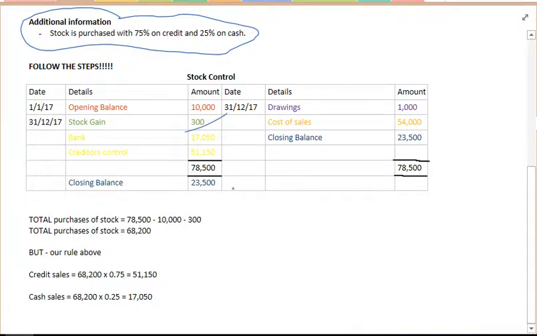We then took away the $10,000 of opening balance and $300 of stock gain, which left us with 68,200. We then times that amount by 0.75 or 75% to get our credit amount, and then we times that 68,200 by 25% or 0.25 to get our cash amount. Our cash amount we've cross-referenced as bank, and our credit amount as Creditors Control. So even though we needed to work out one amount of the stock that came in, because of that rule and additional information, we had to split it to the 75% credit and the 25% on cash.